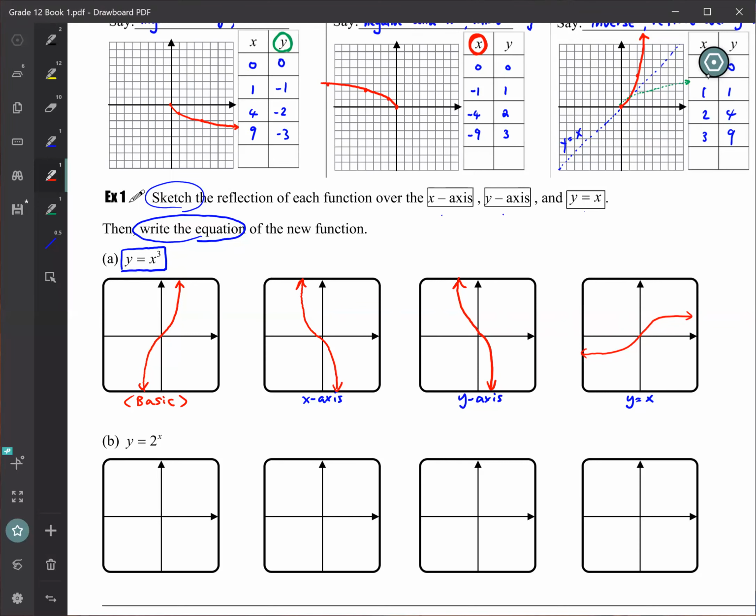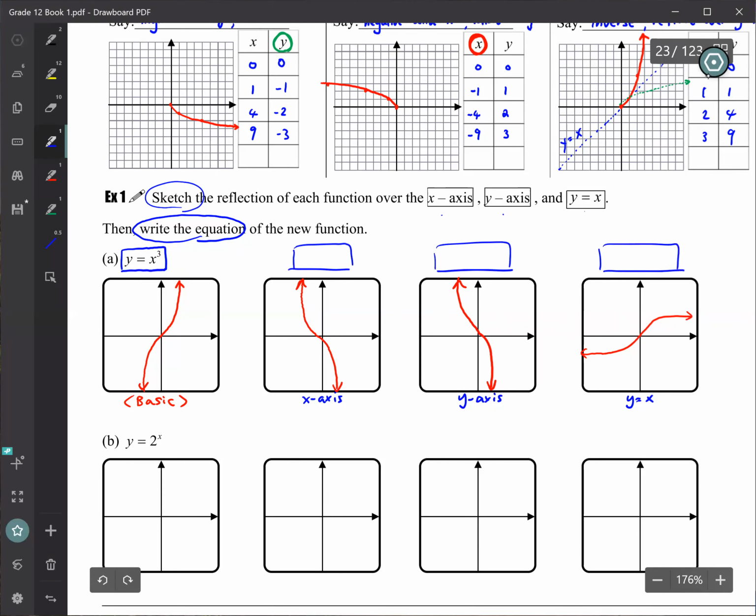Okay, so now our next job is to get the equation. On the top, we'll write the equation for each one. So the rule for x-axis. What's the rule for reflecting over the x-axis, Donna? Negative with y. Yeah, okay, negative with a y. So therefore, I can write it as negative y equals x cubed, right? That's negative with a y.